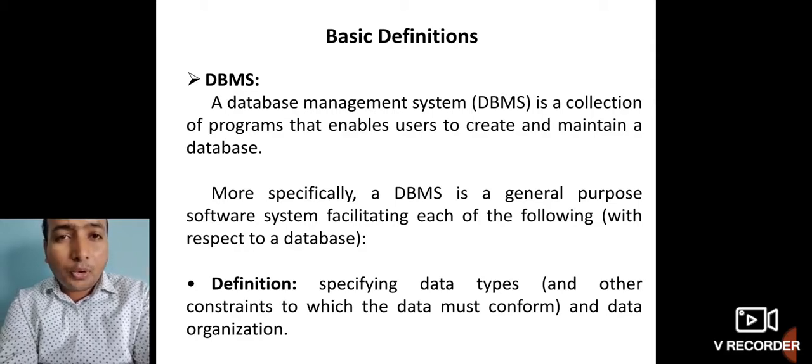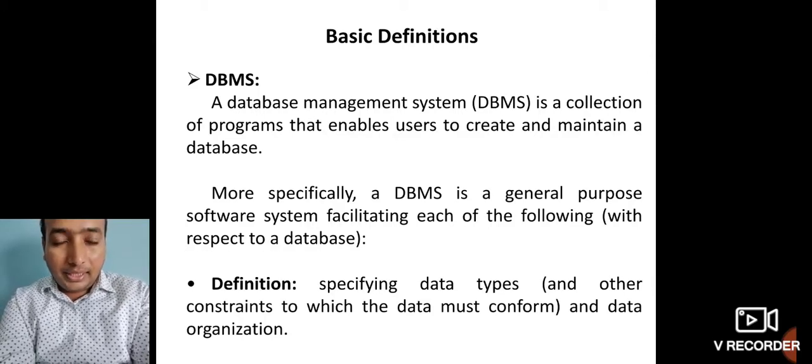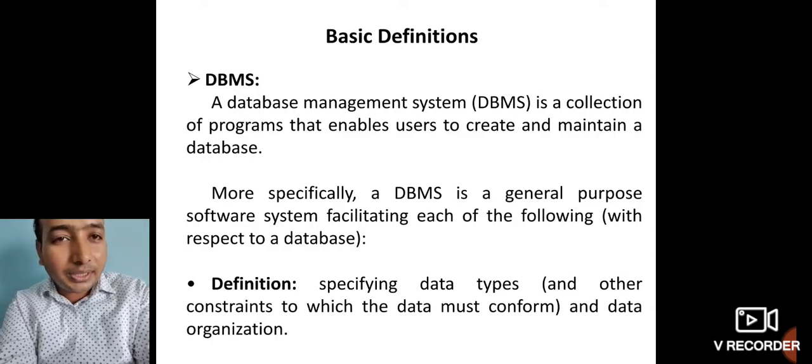So what are these programs written for? These programs have been written for the users, for creating and maintaining a database. That is, if you want to work with any database, how you can create it, how you can use it, how you can manipulate it, or how you can store the data. Everything is written as a group, or a bunch, of programs, and that can be collectively called, technically, a database management system.